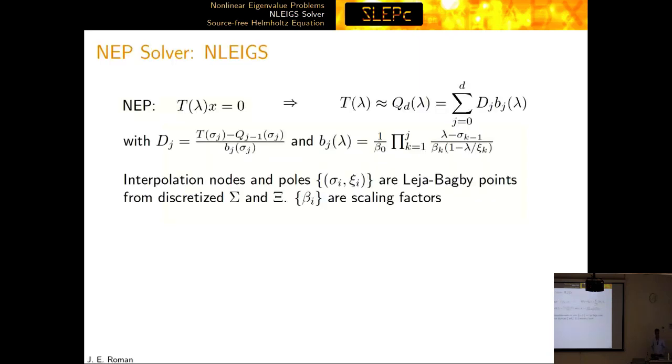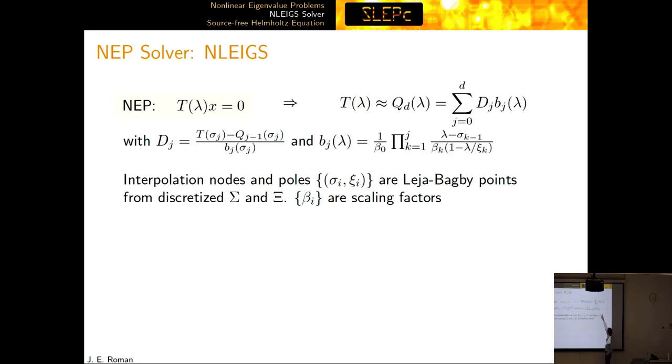This method is based on 2 stages. In the first stage, we do an approximation, and in the second stage, we do a linearization. Okay? So the idea is that we take the function T of lambda, and we approximate it with a rational function, a rational interpolation. It's like a Newton rational interpolation polynomial. So it's like a Newton interpolation, but the difference is that instead of a polynomial, it's a rational function.